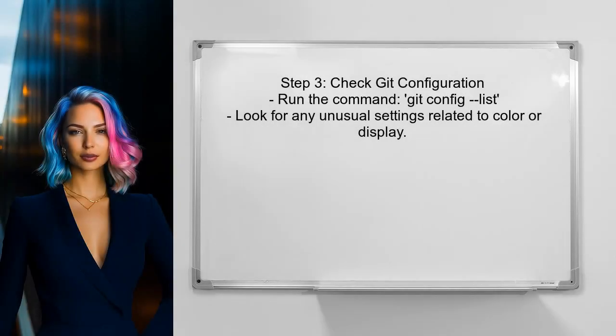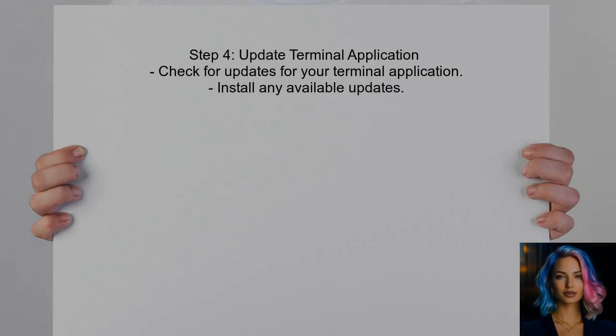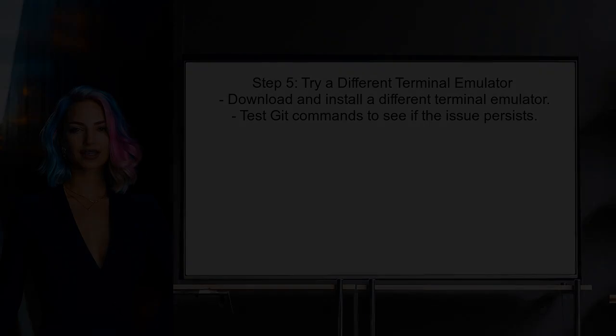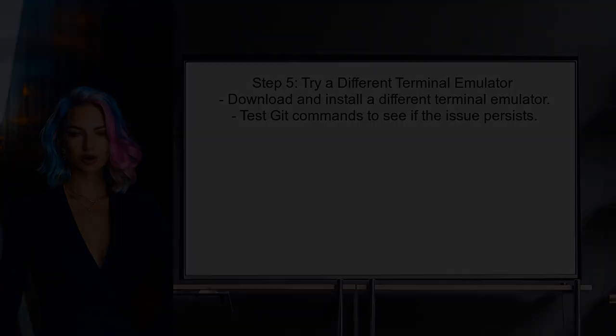If the problem persists, the user should check their Git configuration. They can do this by running a command to see if any settings might be affecting the display. Another step the user can take is to update their terminal application. Sometimes, bugs in older versions can lead to display issues. Finally, if none of these solutions work, the user may want to try using a different terminal emulator. This can help determine if the issue is specific to their current terminal.